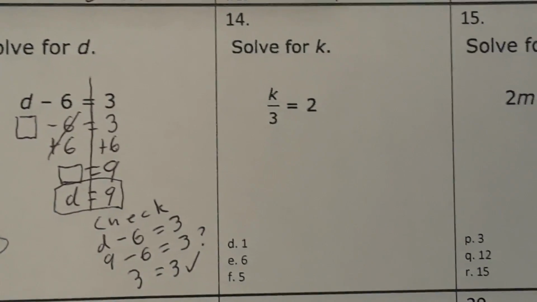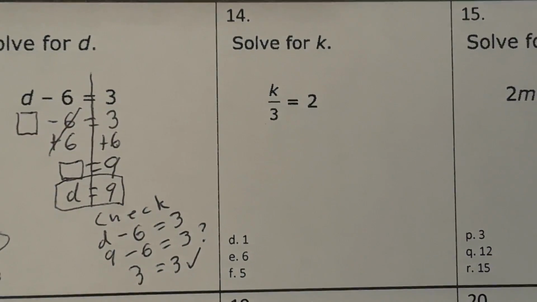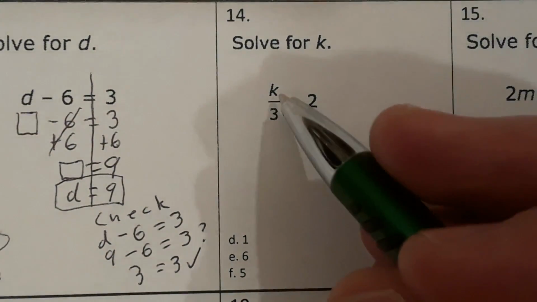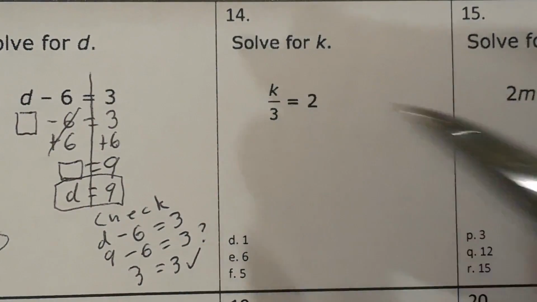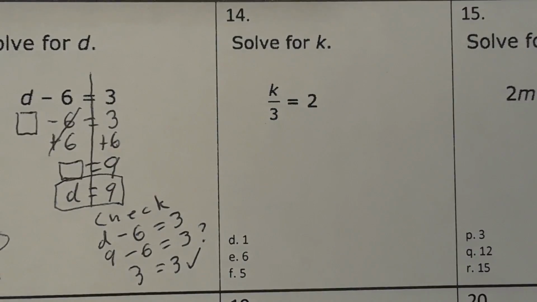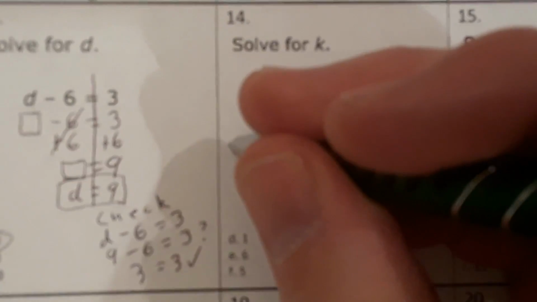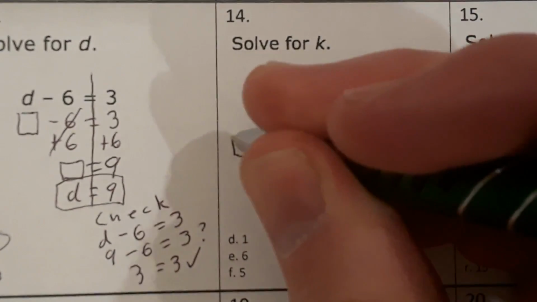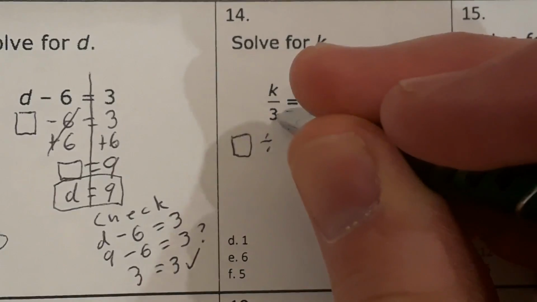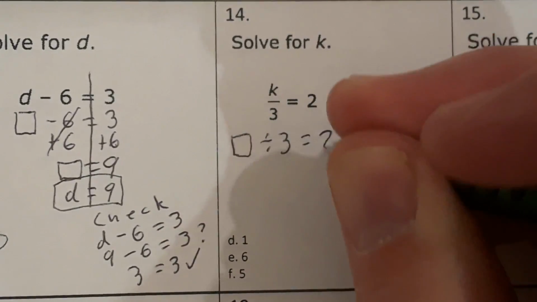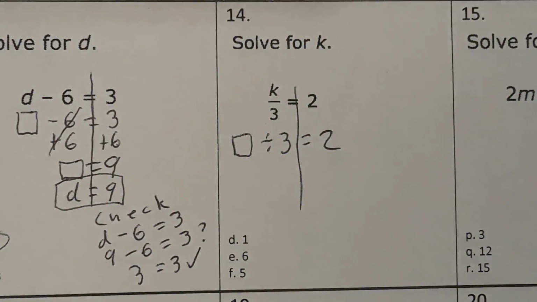All right, number 14, solve for the kites. Now, don't let these fraction problems bother you, especially with the variable in there. It's just a variable or a letter, or in this case, a number that is missing. So in this case, we have kites equals a box. Fraction means divide. Box divided by 3 equals 2. Just made it so much easier right there. So now think to yourself, what is the next step?